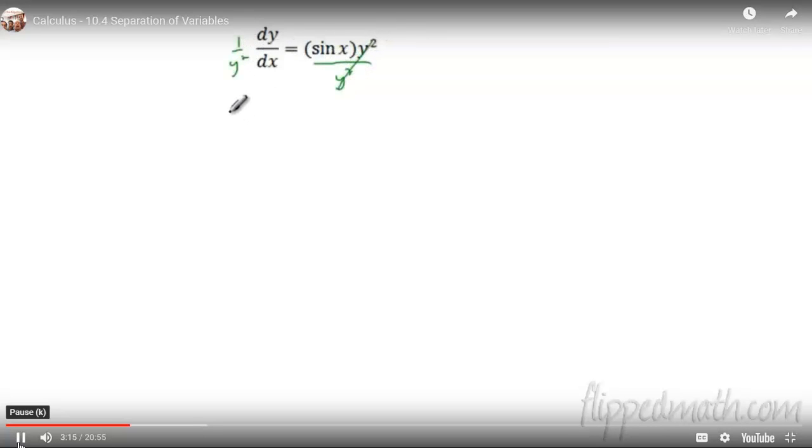So I've got to get my y's over here. So I'm looking at y squared dy. Bring the dx over. It's sine x dx. So you can probably do that in one step once you do enough of these.